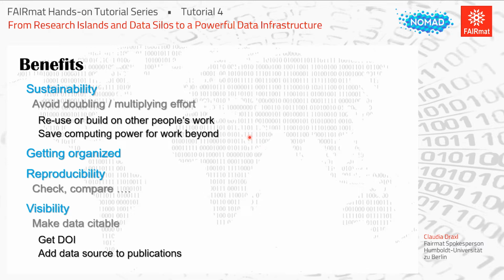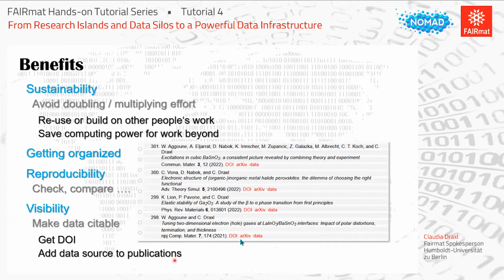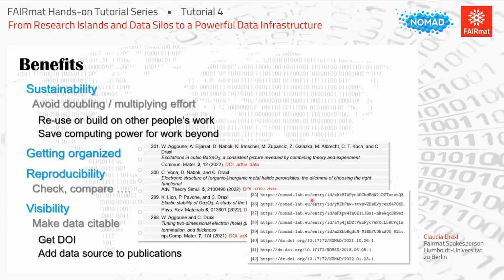And last but not least, it gives your data visibility or results visibility. So data are becoming citable, so one can get a digital object identifier, and this DOI can be put into a publication. So just to give you an idea how we are doing this, this is my publication list, and here we provide the DOI to the paper, but also a direct link to the data. Or, of course, in addition, we put this direct link as references or somewhere in this paper directly. So you can click on this, and this link would lead you directly to the results.